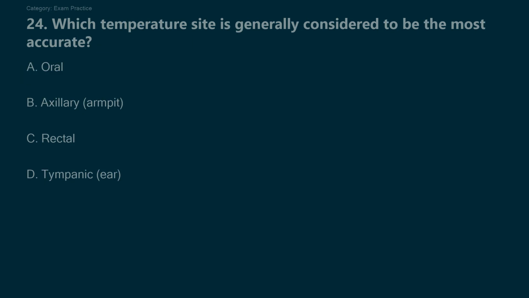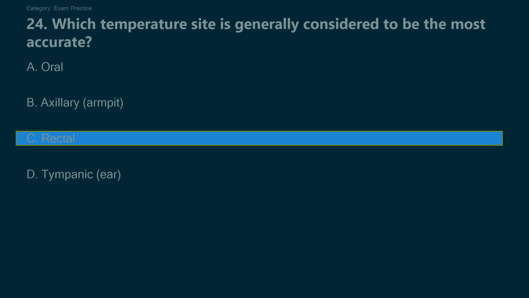Question 24. Which temperature site is generally considered to be the most accurate? Option A. Oral. Option B. Axillary, armpit. Option C. Rectal. Option D. Tympanic, ear. The correct answer is option C. Rectal.